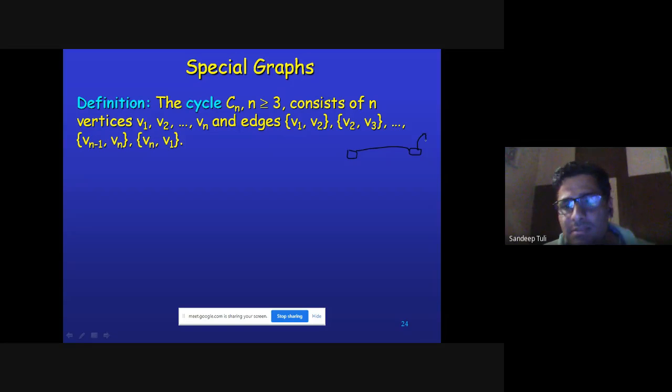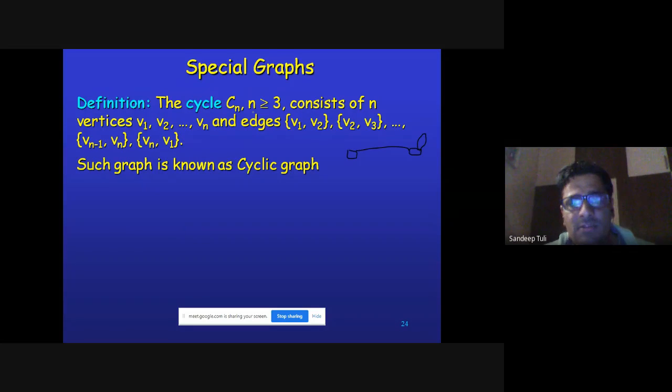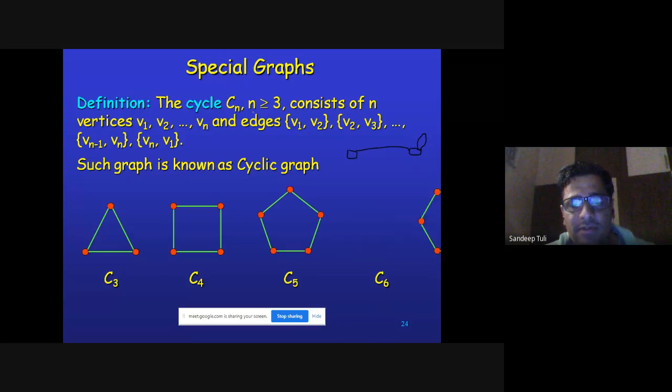A particular loop could be a cycle, a special case where a single vertex and a single edge are there. But if we are talking about a cyclic graph, then a cycle should be there, and that cycle should contain 3 or more vertices. Such a graph is known as a cyclic graph, and it will be represented by Cn. So C3 means 3 vertices, a cycle of 3 vertices. It could be a cycle of 4 vertices, of 5, and of 6 vertices.